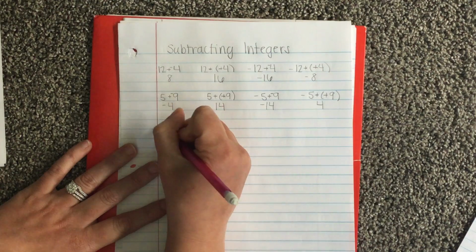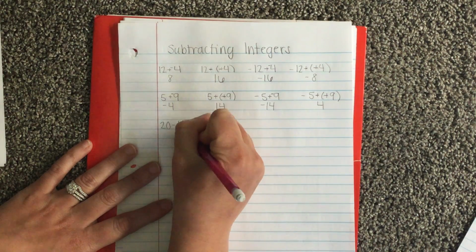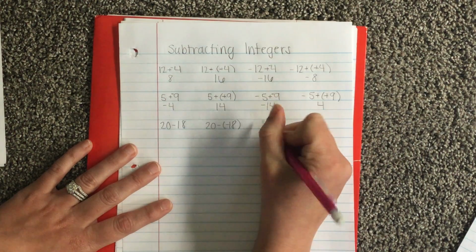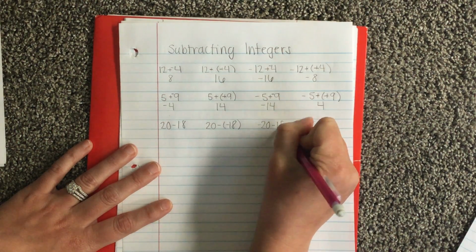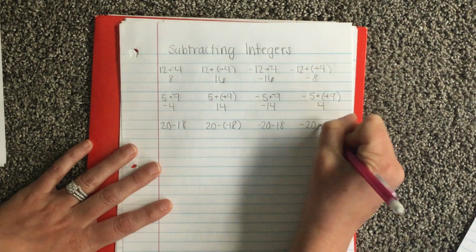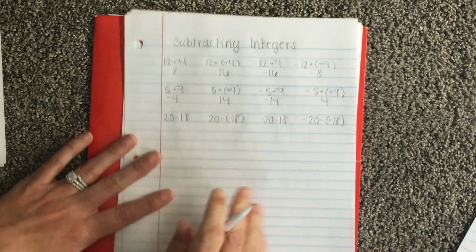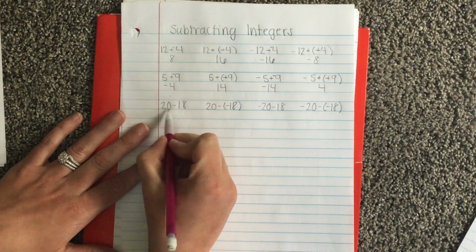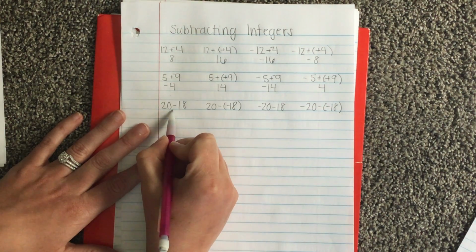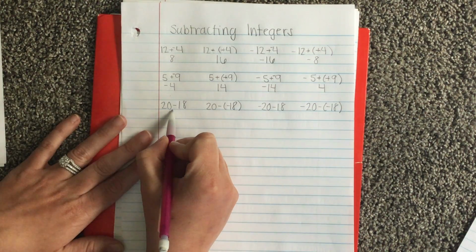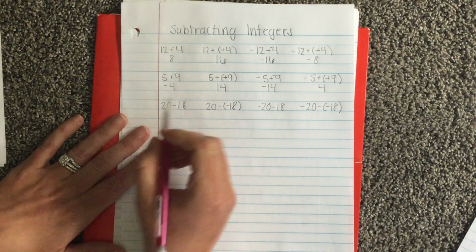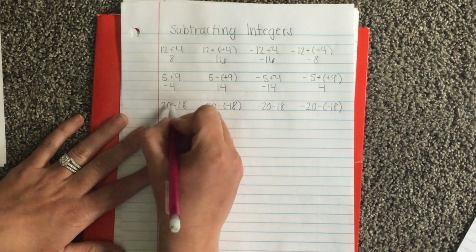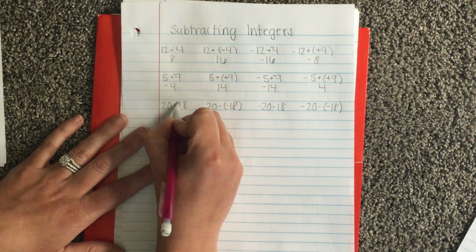Let's try another round. 20 minus 18, 20 minus a negative 18, negative 20 minus 18, negative 20 minus a negative 18. Push pause and try this now. This is a normal subtraction problem. You can do this problem without the method I just taught you, but you can also use the method as well. Change all subtraction problems into adding integers with keep, switch, opposite.